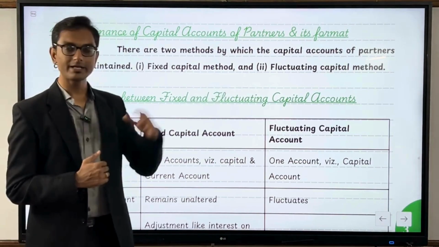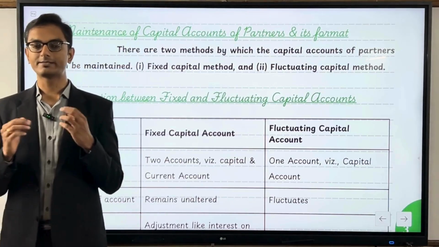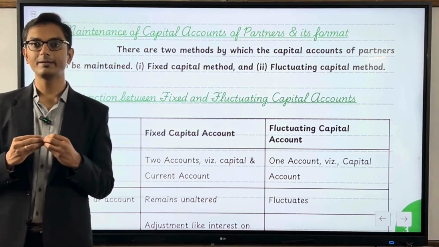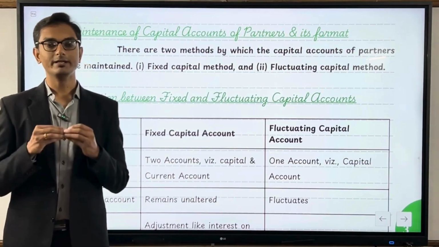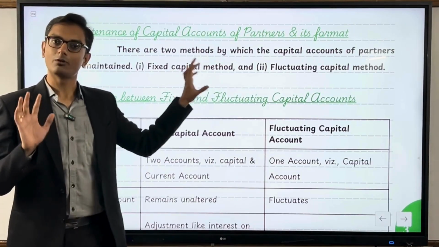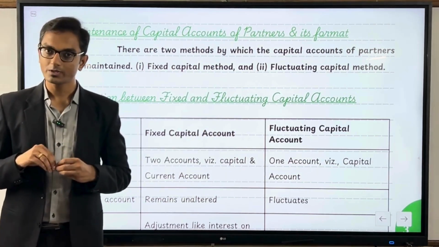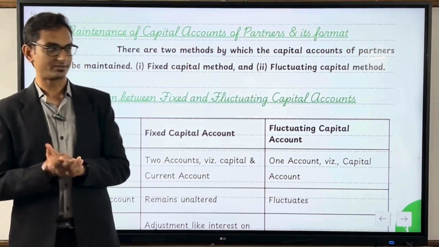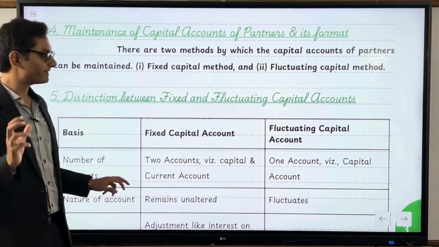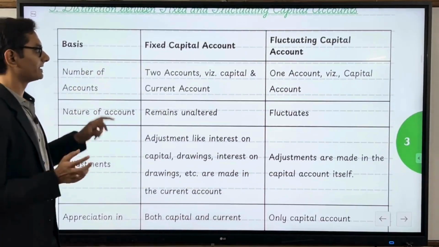And under the fluctuating capital method, all the capital adjustments, all the adjustments regarding partners, will be done in the capital account itself. So every year the closing capital will be found out and that will be transferred to the balance sheet. Let us see the difference between the fixed capital method and the fluctuating capital method.